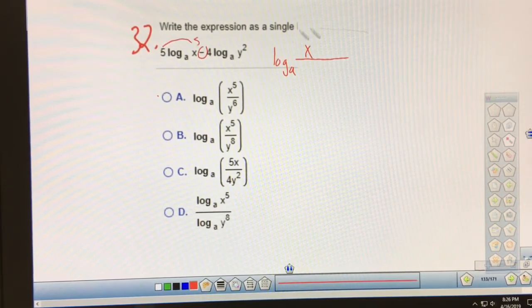The 5 gets turned into an exponent. The y squared has a negative in front of it, it goes on the bottom. But the 4 gets multiplied times the 2, so that's going to be to the 8th. So it looks like it's going to be choice B.